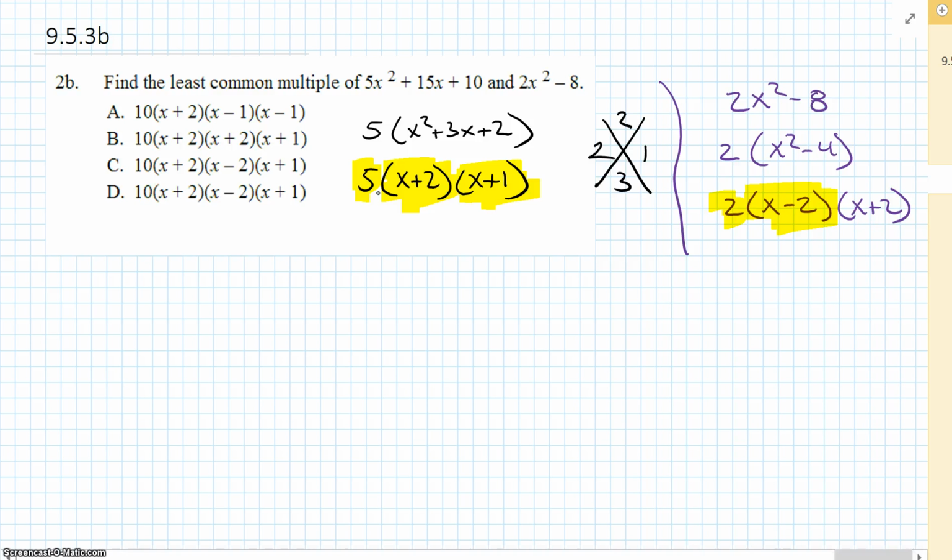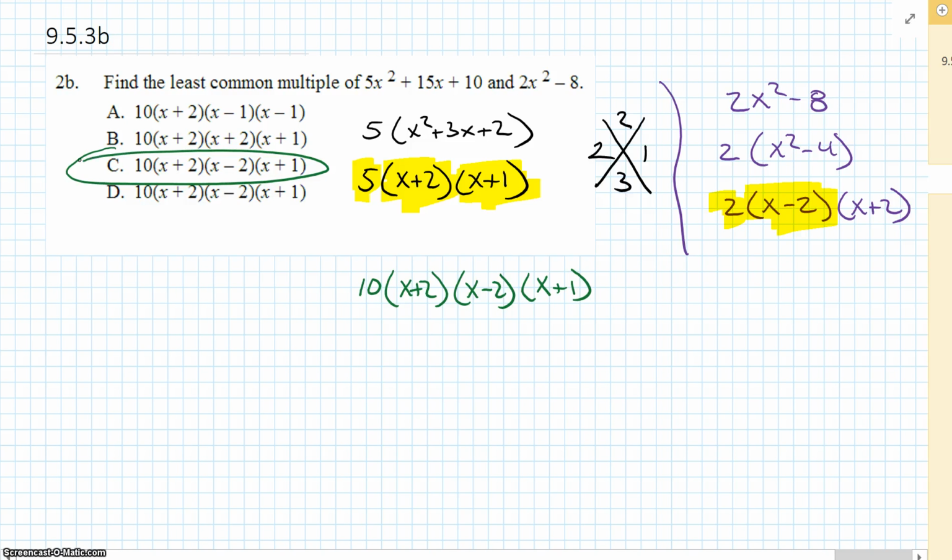So I could rewrite this. What's 5 times 2? It's 10. So 10 times x plus 2, x minus 2, x plus 1. So it looks like the answer is C. Okay, double check your work, make sure it makes sense.